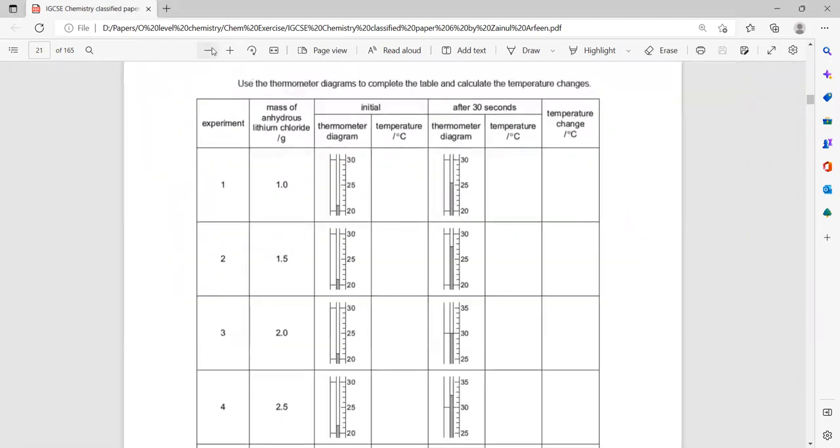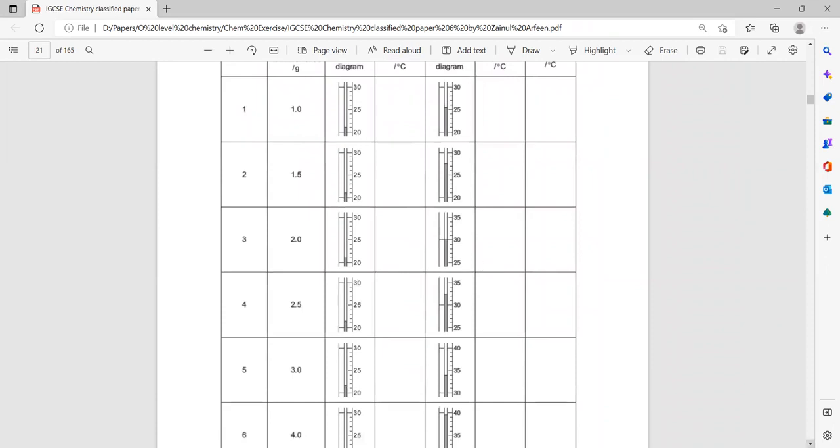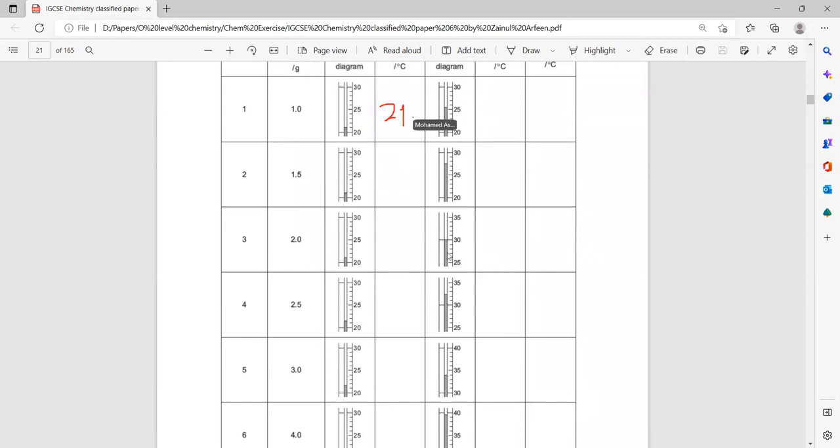Here, I think you have to complete. Just a minute, I will arrange. Yeah, maximum 6 are there. So you have to complete these values. Write your answer.